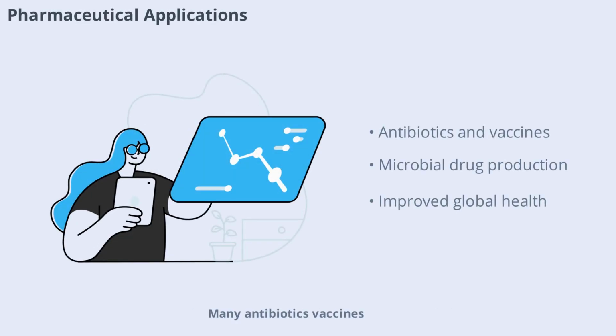Fermentation technology is crucial in the pharmaceutical industry. Many antibiotics, vaccines, and hormones are produced using microbial fermentation. For example, penicillin and insulin are manufactured in large fermenters. The ability to harness microorganisms for drug production has revolutionized medicine and improved global health.